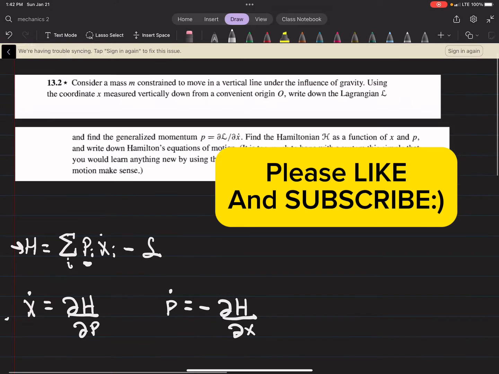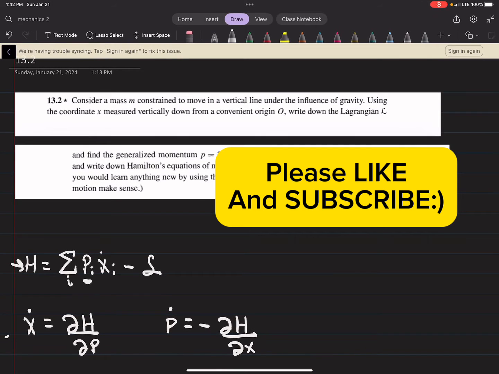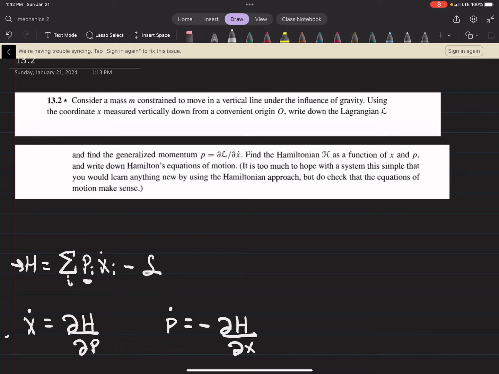So this is problem 13.2 out of Taylor's Classical Mechanics textbook. Chapter 13 is a very important chapter, and I don't believe I have any videos on this section, which covers Hamiltonian mechanics. So I'm going to do that with this problem. It's a very simple problem, but I think it'll show you the way that you go about solving these, so that you can apply this to more difficult problems, which hopefully I'll do in the future as well.